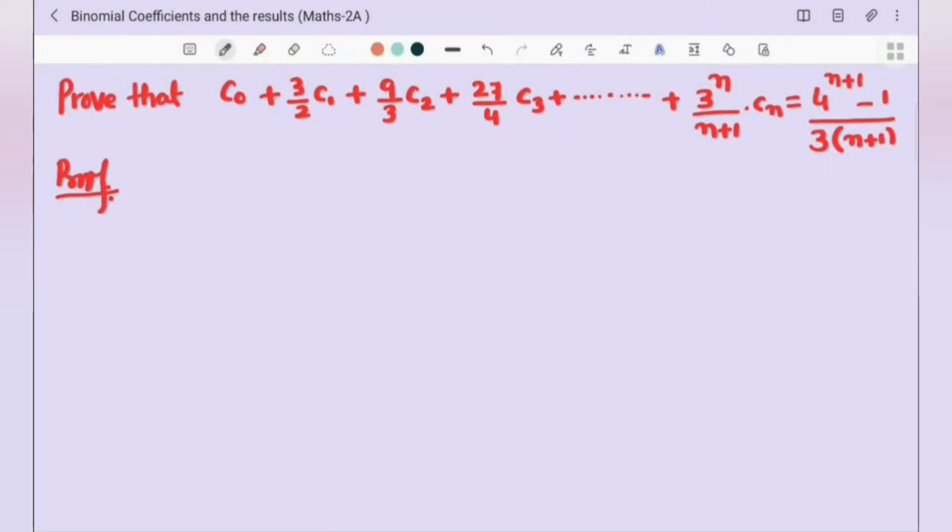The next result. Prove that C0 plus 3 by 2 C1 plus 9 by 3 C2 plus 24 by 4 C3 plus and so on, 3 power n divided by n plus 1 Cn equal to 4 power n plus 1 minus 1 divided by 3 into n plus 1. So it is also two methods are there, but generally they will ask the theorem and then application. So that application means just now we discussed, we have the result.